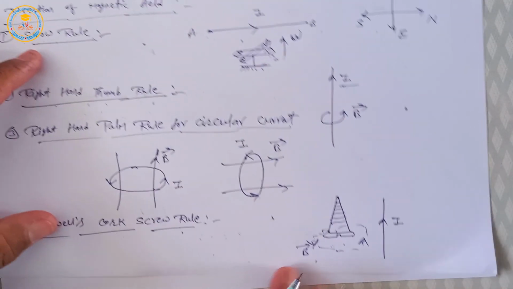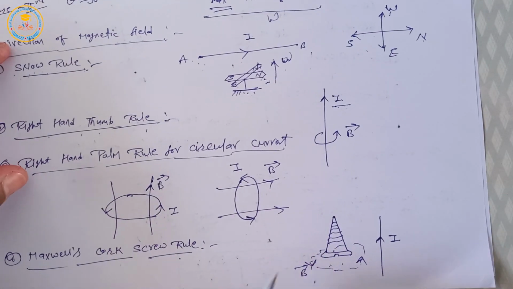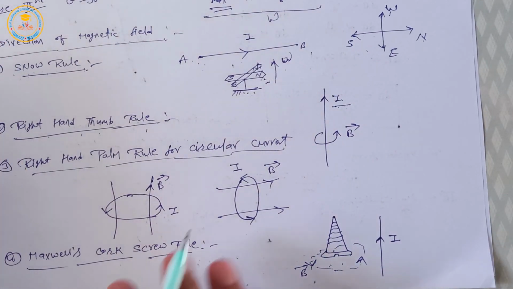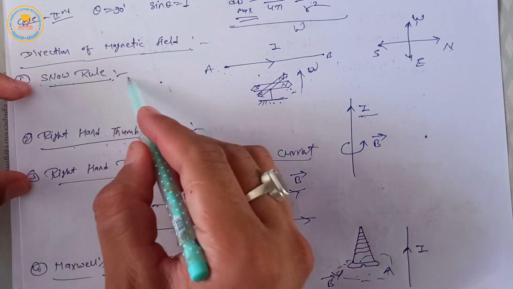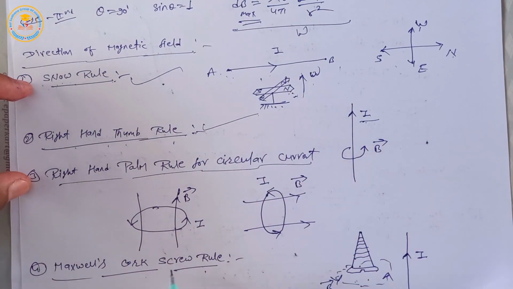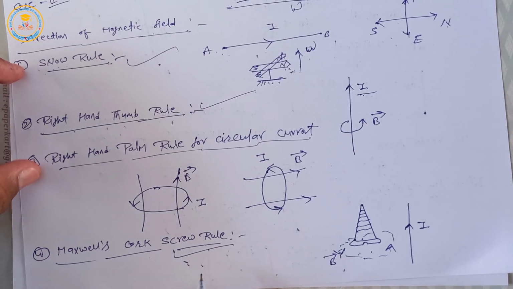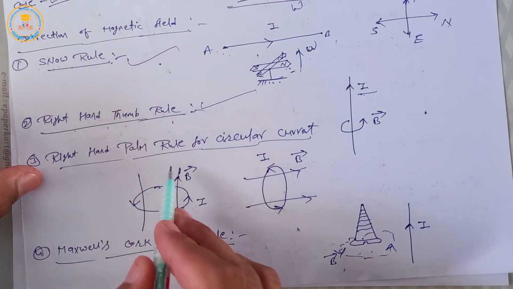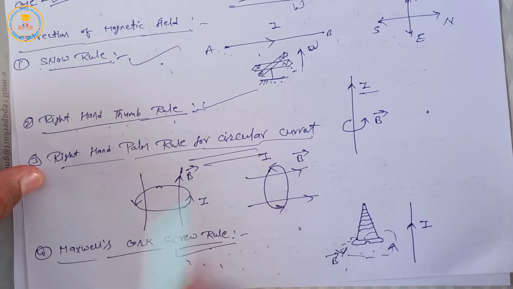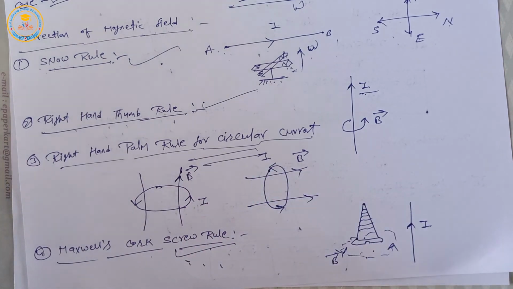These are the rules for direction of magnetic field: the right hand thumb rule and the Maxwell corkscrew rule. These rules are for a straight wire, but the right hand palm rule is for a circular wire, circular current. Okay. So this topic, Biot-Savart law, is complete.